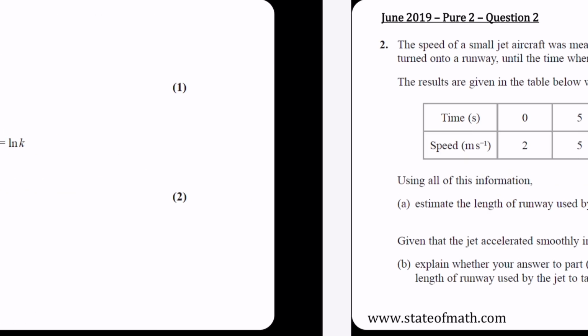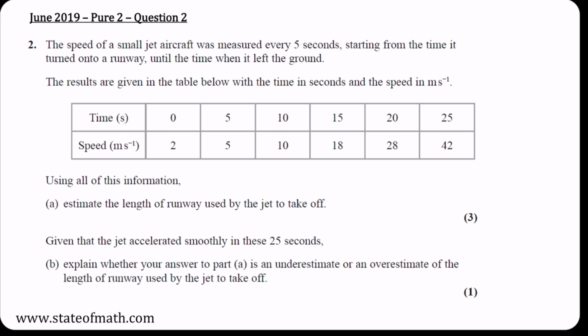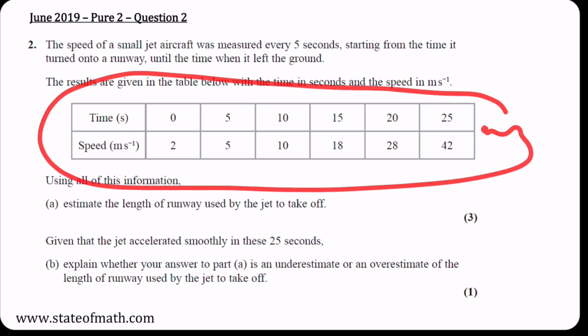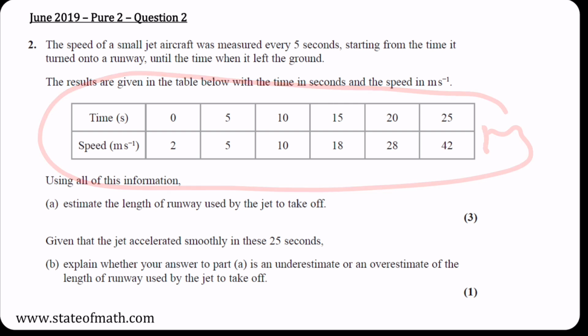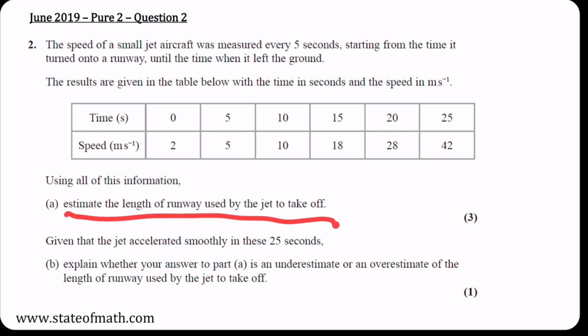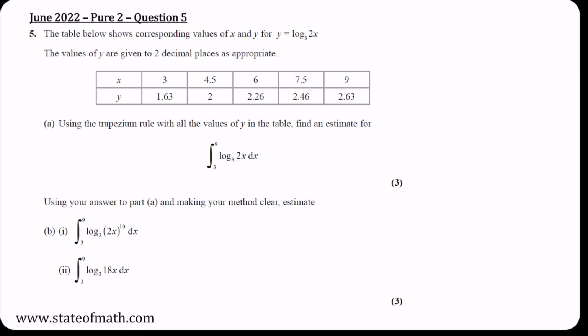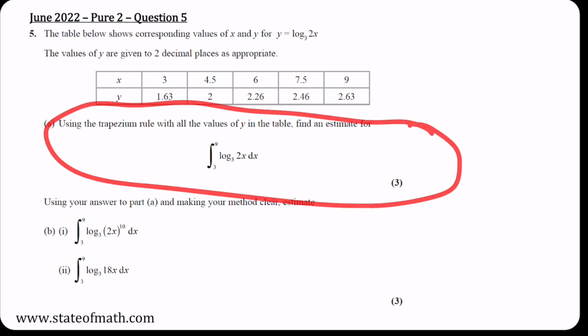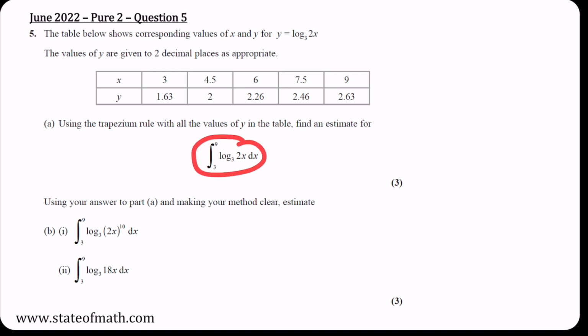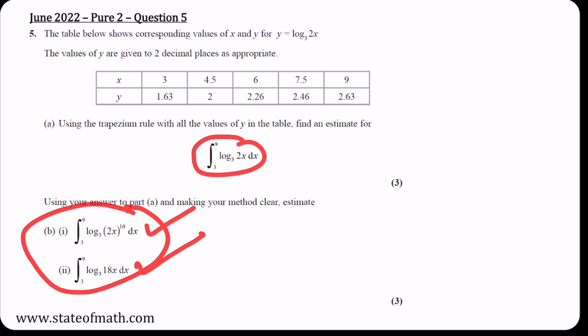Now for the trapezium rule, we could get this question. I really like this question because it has a nice connection with mechanics. You are essentially being given the values in a speed-time graph. So we use the fact that the area under a speed-time graph gives you the distance, and you had to apply the trapezium in this context to estimate the length of runway used by the jet to take off. Or, like we did in June 2022, the classic question, part A, use the trapezium rule, and then use the answer we obtained in part A to obtain two different estimates here. So these kind of questions can sometimes prove a bit challenging.